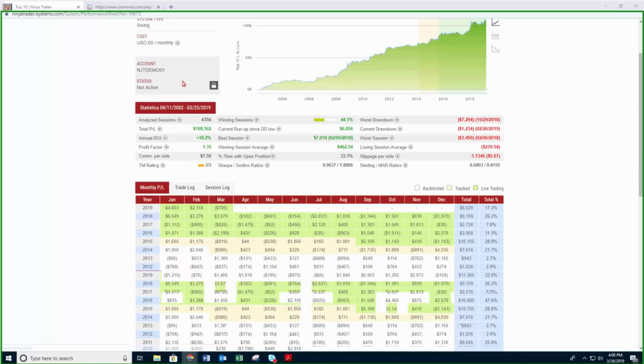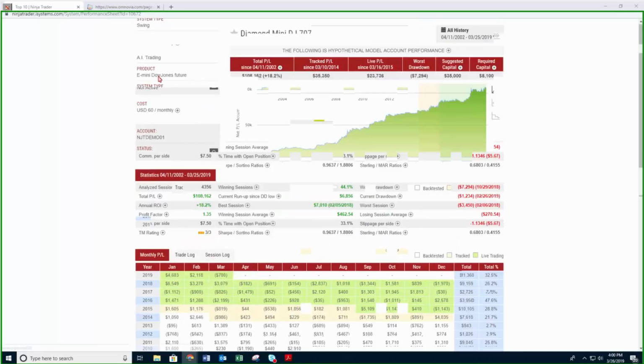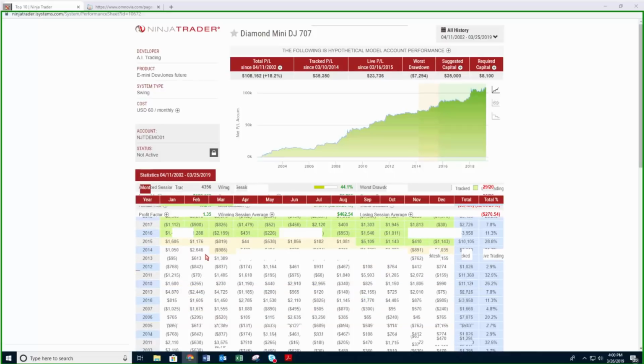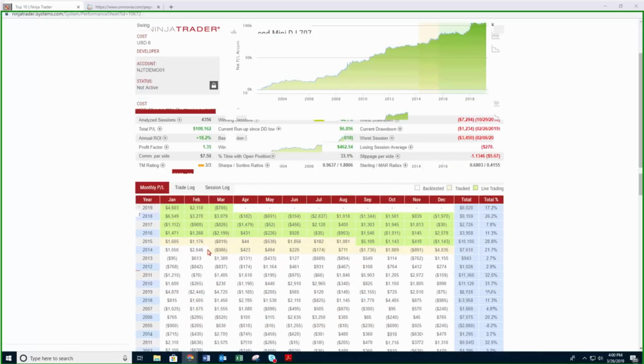The commission on this, so it's the same thing. You can come up here. Here's the developer. Here's the E-mini Dow futures. It's a swing system, $60 a month. And you can then break into the statistics, winning session, losing session, your commission. But again, it's been given to us in 2014.